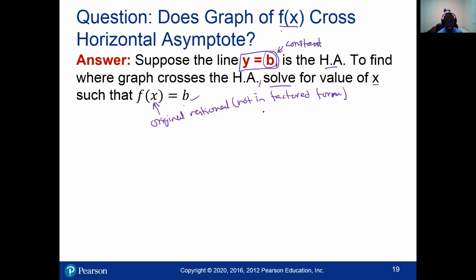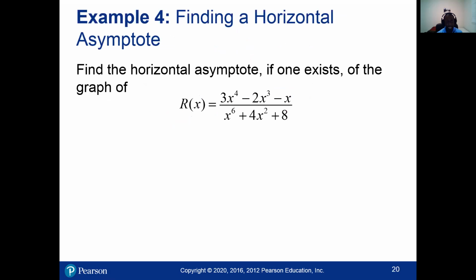Okay, so we're going to take examples now. It says find the horizontal asymptotes, if there is one, and then we'll see if it's going to cross. For this particular rational function, now look at the degree. The degree of the numerator is 4. So in this case, your n is equal to 4. Your m is equal to 6.